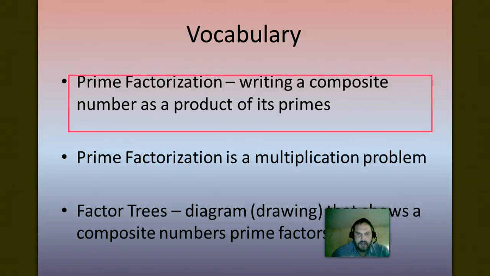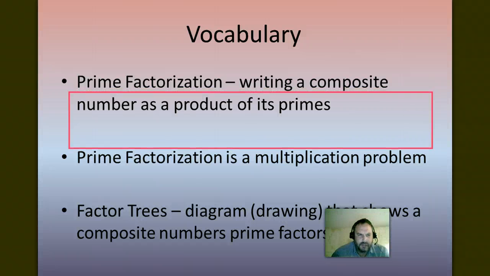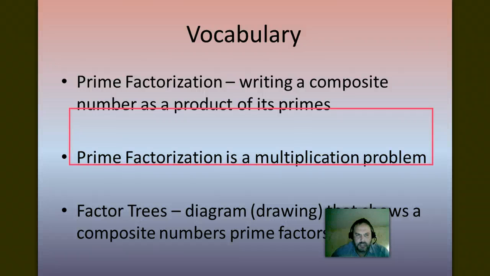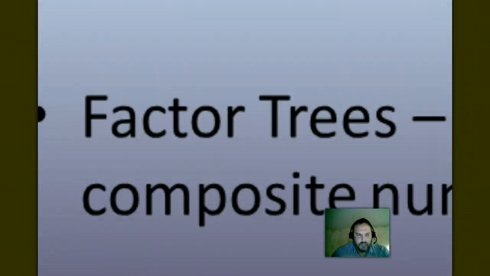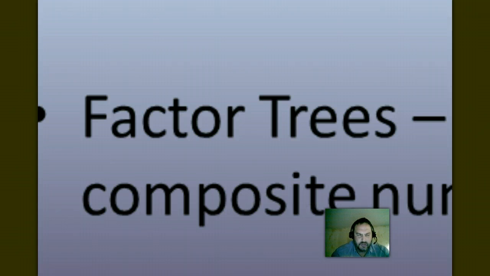Okay, prime factorization. The final thing we'll do here is writing a composite number as a product of its primes. Prime factorization is a multiplication problem. And the way we do prime factorization is we start with a factor tree.